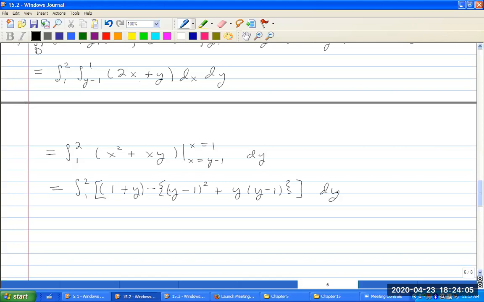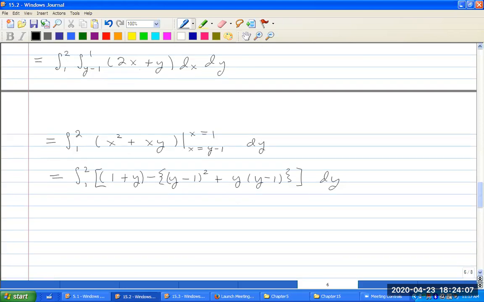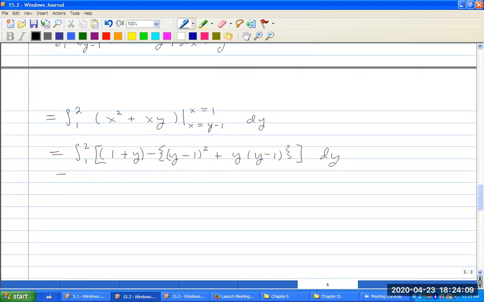Okay, so let's simplify this. So this is equal to, I'm going to go from 1 to 2 of 1 plus y minus y squared minus 2y plus 1 plus y squared minus y.